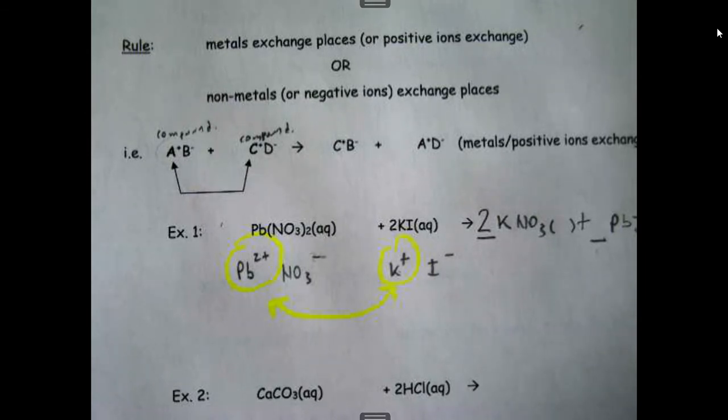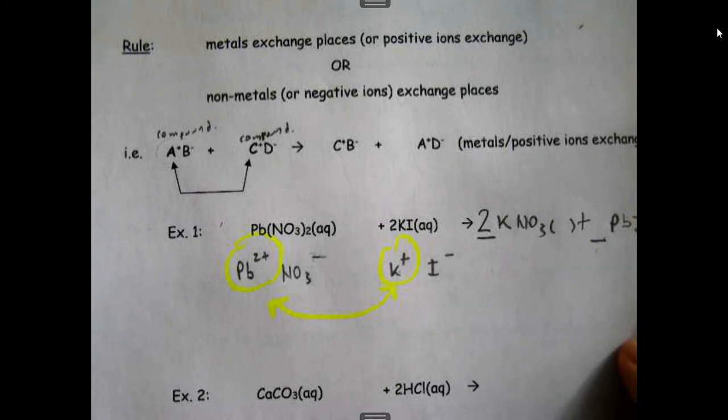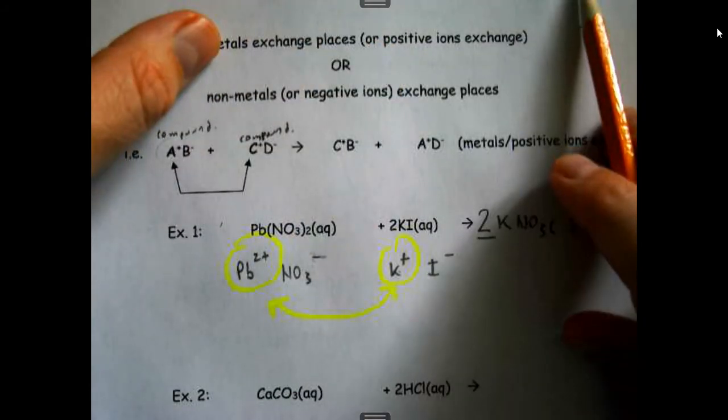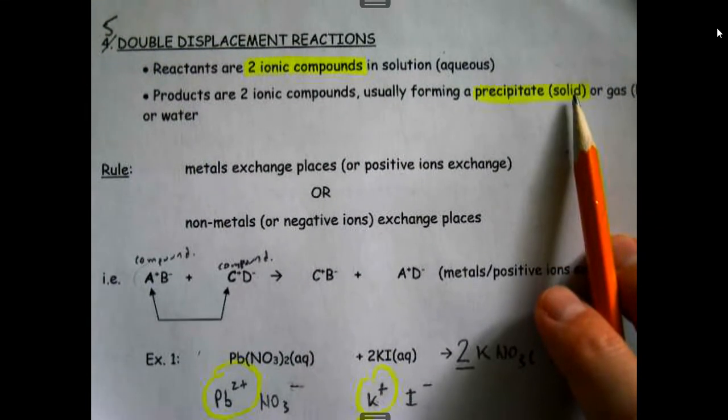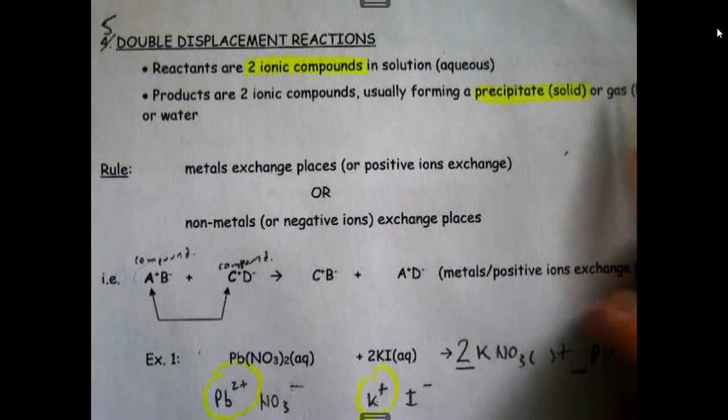Okay, now what we're going to be looking for here is, in order for there to be a reaction that actually takes place, we have to see what these charges are, or what these states are. So for a reaction to actually occur, there must be a solid formed, as we talked about before. In order for there to actually be a reaction from a double displacement, there has to be a solid, a gas, or water formed.